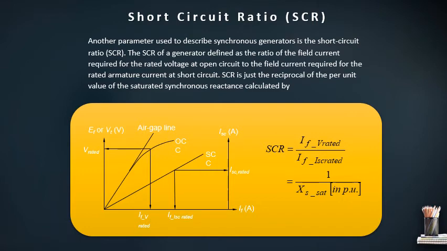Short circuit ratio, in short SCR. Another parameter to describe a synchronous generator is the short circuit ratio. The short circuit ratio of the generator is defined as the ratio of the field current required for the rated voltage at open circuit to the field current required for the rated armature current at short circuit. SCR is just the reciprocal of the per unit value of the saturated synchronous reactance, calculated by SCR equals IF at V rated divided by IF at I rated short circuit. Or we can say that SCR is equal to 1 upon XS in per unit.